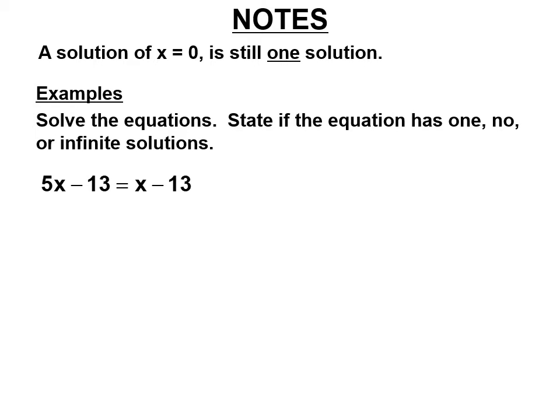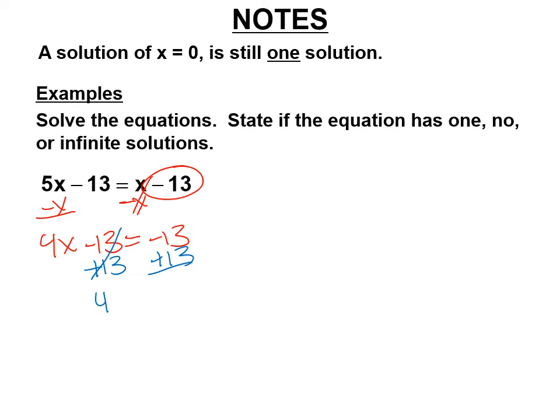Okay, let's try this one. Solve it, please. Well, x is smaller than 5x, so we're going to subtract the x from that. And you get 4x minus 13 equals negative 13. Now we're going to add, so this is not an identity. It does not have infinite solutions. Let's see that. And so we're adding 13 to both sides.